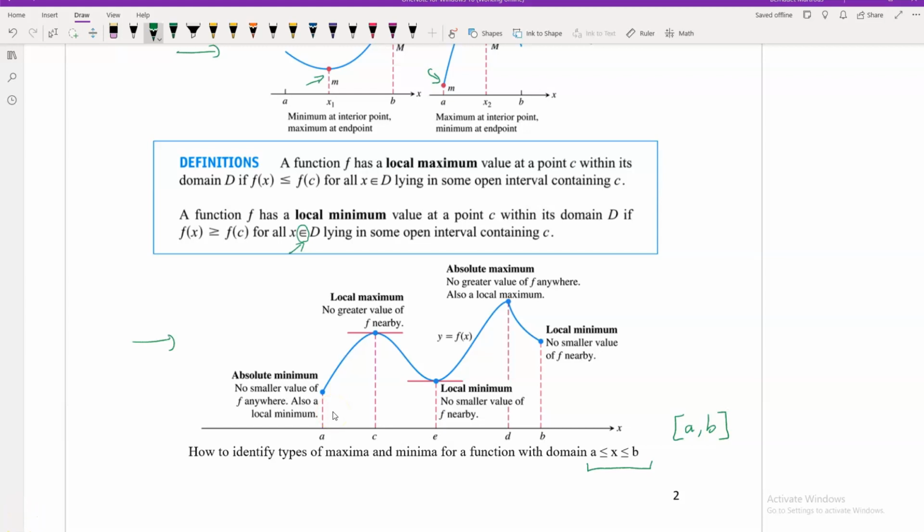This point is an absolute minimum, because there is no smaller value of f anywhere. It is also a local minimum, so it is a local minimum, but at the same time it is the absolute minimum. This one is a local minimum, it's not an absolute minimum. Here again, this is a local minimum, it's not an absolute minimum.